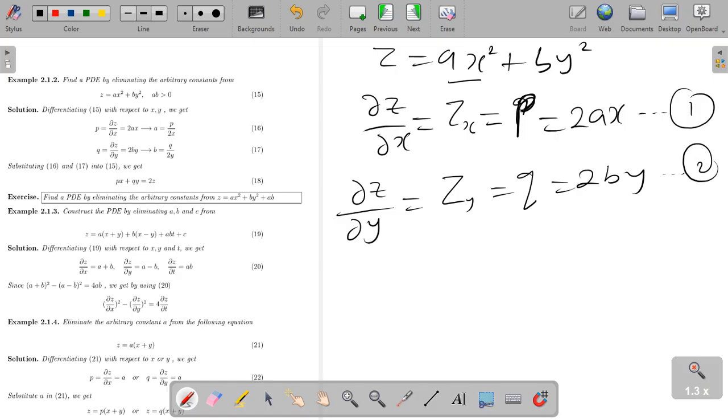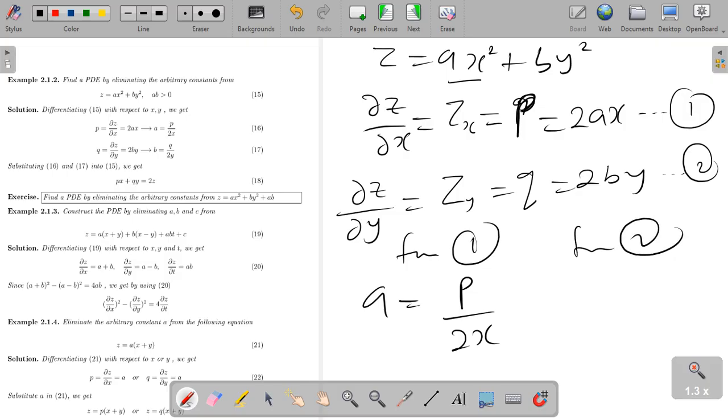We want to eliminate a and b totally. We don't want a and b. Okay. Oh, it is even easy. Instead of adding, from equation 1, let's make a the subject. Our a will now be equal to p over 2x. And from equation 2, let's make b the subject. Our b will now be equal to q over 2y, right? So now let's go to the main equation and substitute them.